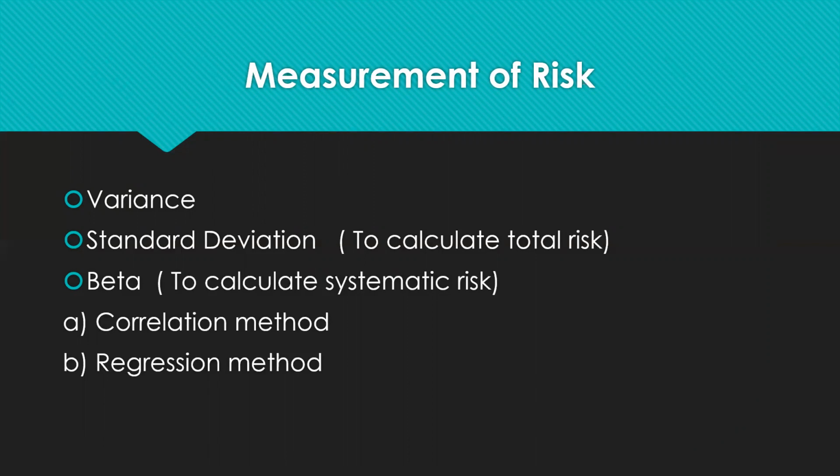Under the correlation method, the beta value is calculated using the formula beta i is equal to r_im into sigma i into sigma m divided by variance of the market, or sigma square of m, where r_im is the correlation coefficient between the returns of stock i and the returns of the market index. Sigma i is the standard deviation of returns of stock i. Sigma m is the standard deviation of returns of the market index. And the variance of the market returns is used as the denominator.